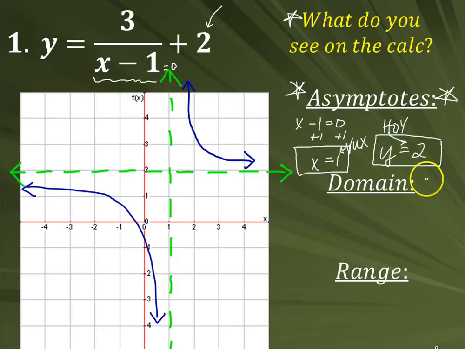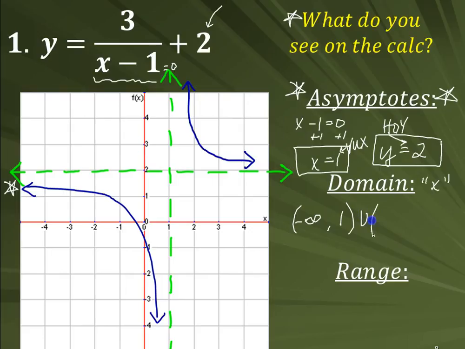Now our domain. Remember our domain is our x's, so it's going to be everything except for where this asymptote is. When I look at this picture, I have a branch going off to the left, and it's never going to stop. So that branch is going to negative infinity. It comes through here. And where does this branch stop? It goes down and it stops at 1. It stops at that asymptote.